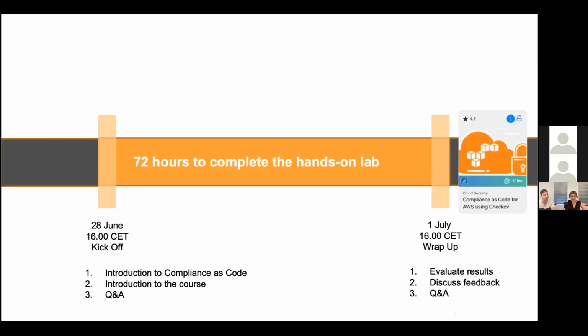Speaking about the course, you will have, after this session, a total of 72 hours to complete the hands-on lab. This is more than enough time, so don't worry about the time limit. And then the 72 hours will end on the 1st of July, that is Thursday at 4 o'clock, when we have our wrap-up session. We'd really love you to attend our wrap-up session, because that's when we'll discuss your feedback and have another Q&A and just evaluate all of the results.